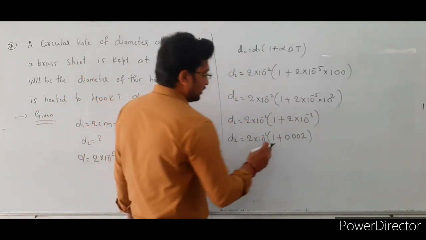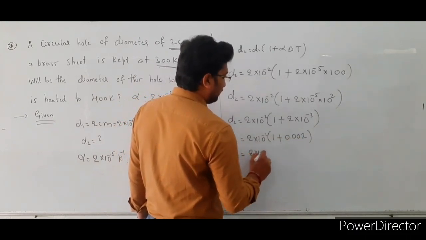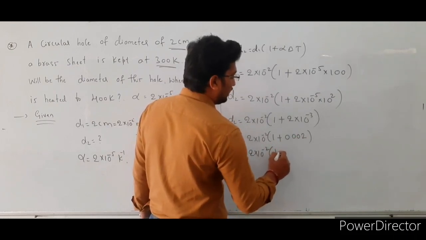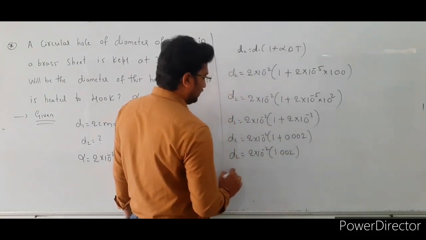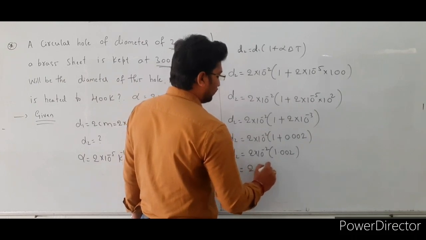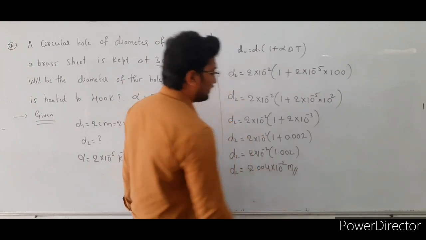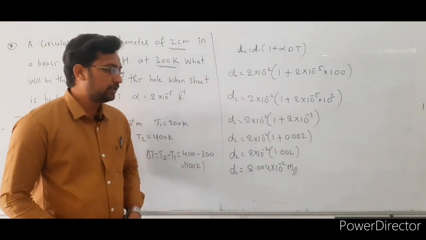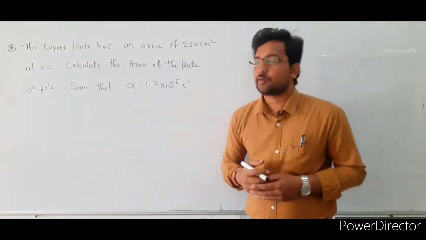So its value is 0.002. Then D2 is equal to 2 into 10 to the power of minus 2 as it is, 1 plus 0.002 value is 1.002. So multiply this, then D2 is equal to 2.004 into 10 to the power of minus 2 meter. So this is the final result, that is the D2 value. So D2 is equal to 2.004 into 10 to the power of minus 2 meter. See the next problem here.